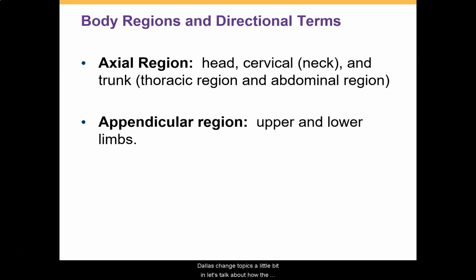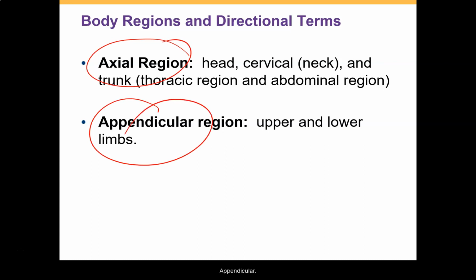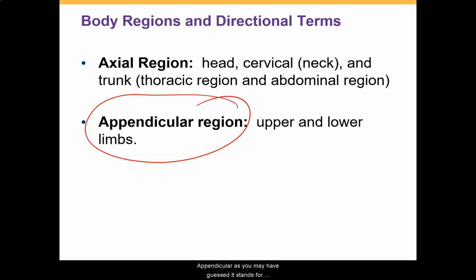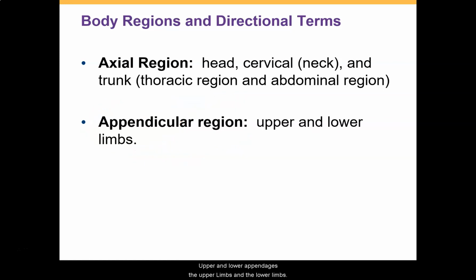Now let's change topics a little bit and let's talk about how the body is organized in general. The body is organized into two major regions, the axial region and the appendicular region. The easiest way to remember which region contains what is by examining appendicular first. Appendicular, as you may have guessed it, stands for the appendages. Upper and lower appendages. The upper limbs and the lower limbs.